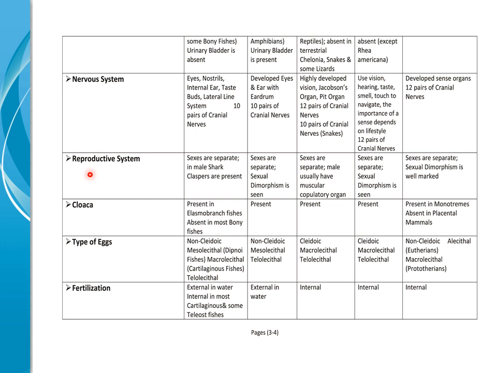The next characteristic feature which I have listed here is reproductive system. In fishes, sexes are separate. In male sharks, we can see the presence of claspers which act as copulatory organs. In amphibians, sexes are separate and sexual dimorphism is seen. In reptiles also, sexes are separate. Males usually have a muscular copulatory organ, that is the penis. In birds, sexes are separate and they also exhibit sexual dimorphism. In mammals, sexes are separate, sexual dimorphism is well marked.